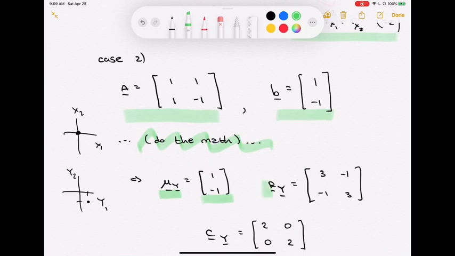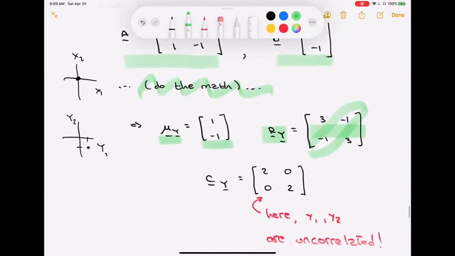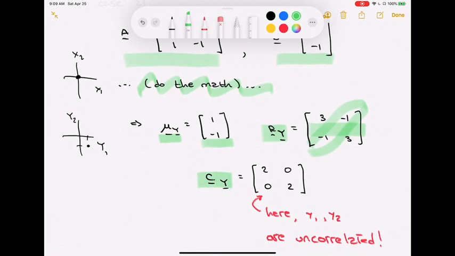If I go through ry, though, I'm going to get 3, minus 1, minus 1, 3. Notice there's some symmetry on these off diagonals. That's something you'll see over and over again when we're talking about real random variables, which is the primary focus in this class. And then if I compute the covariance matrix of y, I get 2, 0, 0, 2. Think a little bit about this. Because the off-diagonal elements of the covariance matrix are 0, that tells me y1 and y2 are uncorrelated.